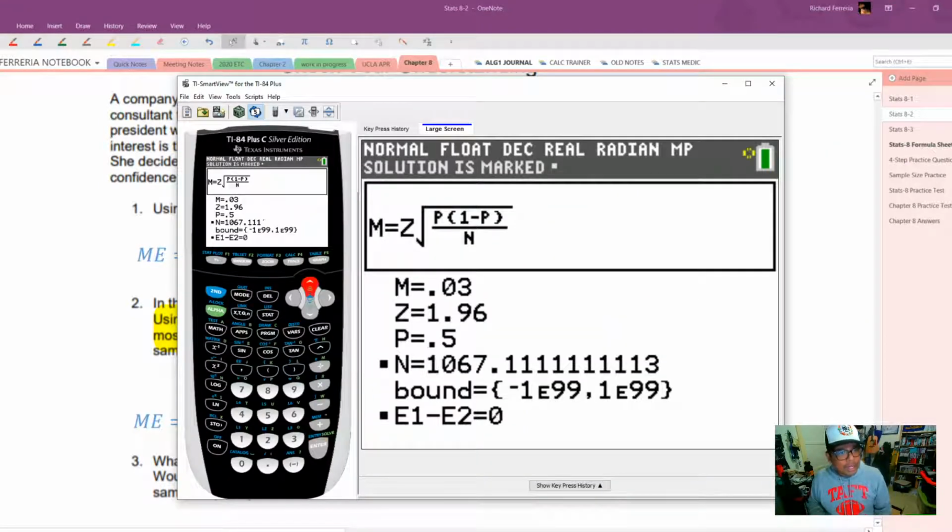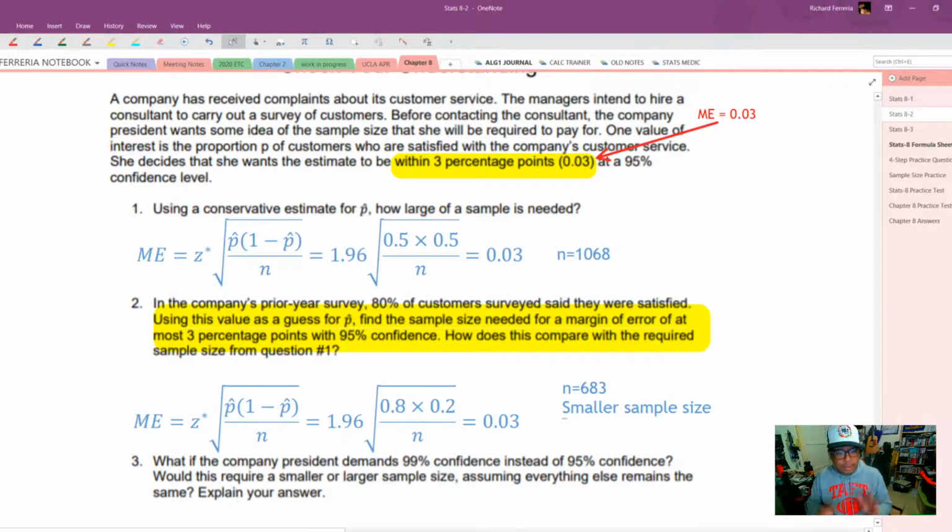Again, we're going to change our value of p hat to 0.8. And then 1067 is a pretty good guess because that was one of our answers. And I'm going to push alpha enter now because everything else is the same. And that got me 682.95, round up, so 683. So 683, and of course, like we said before, that is a smaller sample size than what we got in question 1.